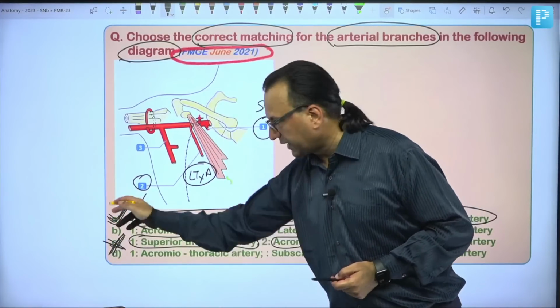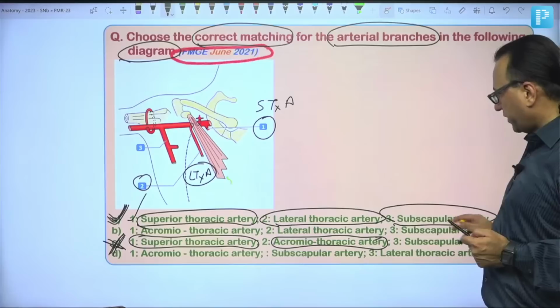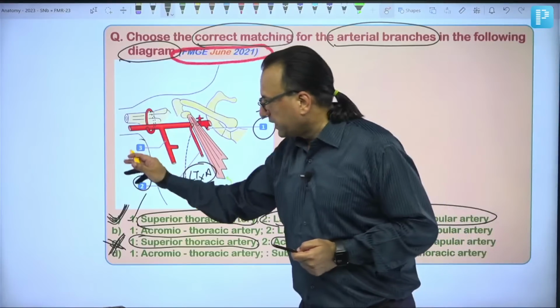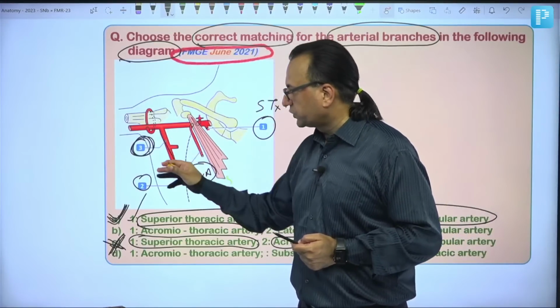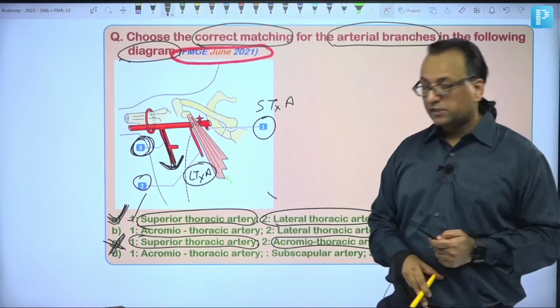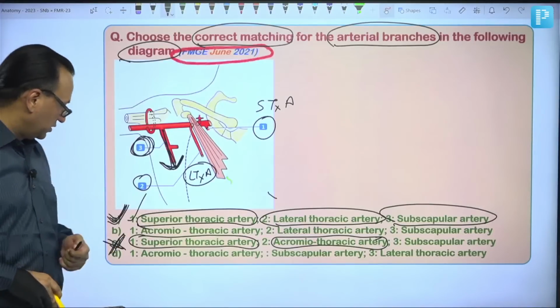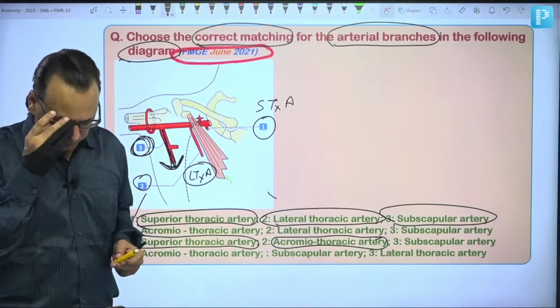Yes, you can check that by looking at the third. Is the third the subscapular artery? And marker 3 is, yes, subscapular artery going under scapula, participating in scapular anastomosis. So our answer is choice number 1.